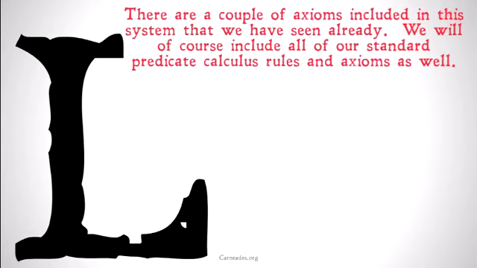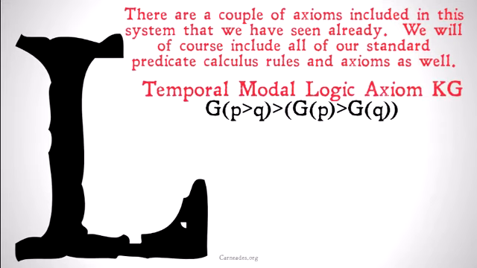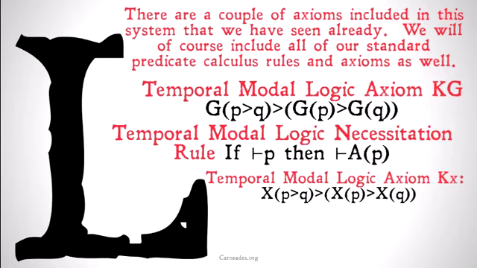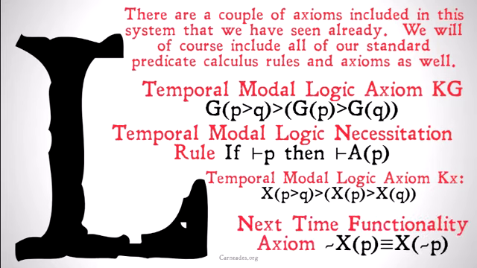So, there are a couple of axioms included in this system that we've seen already. We will, of course, include all of our standard predicate calculus rules and those kind of axioms as well. We have the temporal modal logic axiom, KG. We have the temporal modal logic necessitation rule. We have the temporal modal logic axiom, KX, and the next time functionality axiom. Those are all axioms we've seen before.